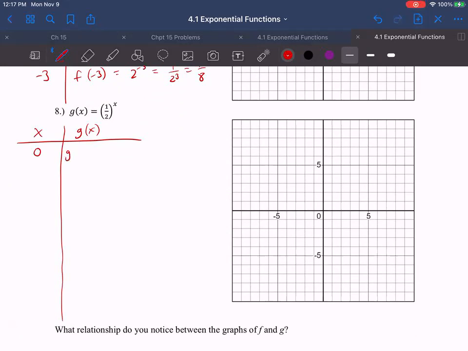So at 0, we get g of 0. We get 1/2 to the 0, which is again just 1. So again, we have that point 0, 1 right there. We're going right through it. We can now try the point 1.